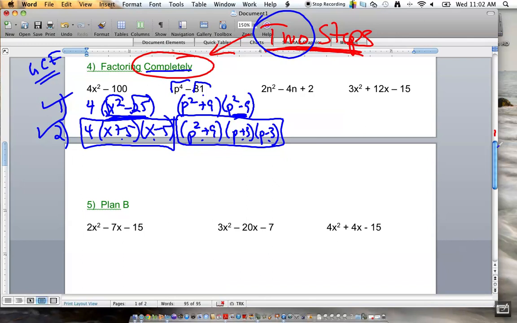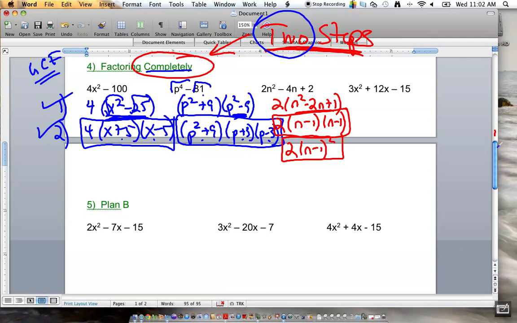Now, I take a look at the next one. These guys share a 2 in common. n squared minus 2n plus 1. So now I need to factor the trinomial that remains, and I can do that. 2 times n minus 1 times n minus 1, which if I wanted to, I could say 2 times n minus 1 squared. Either one of these would be considered correct.